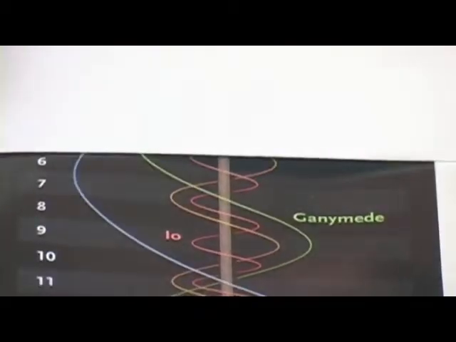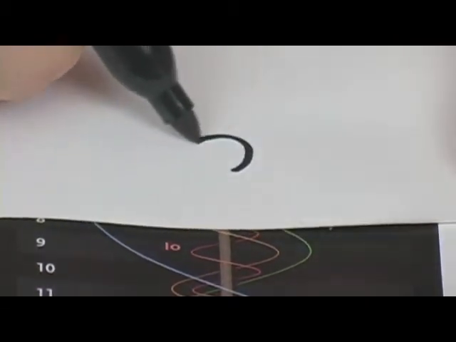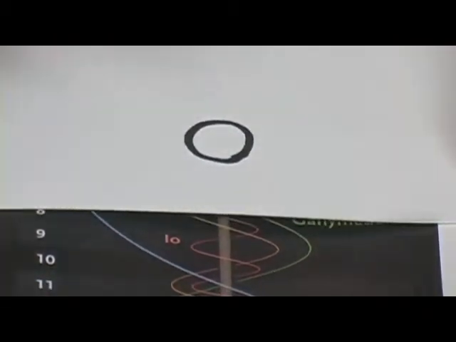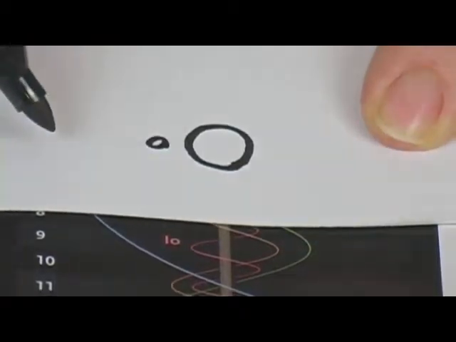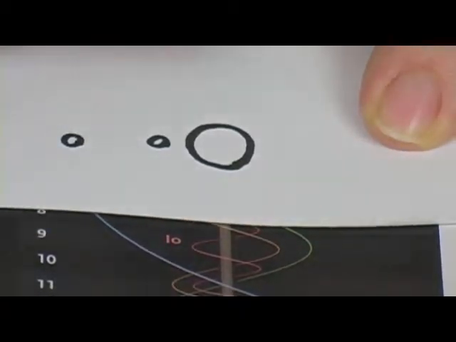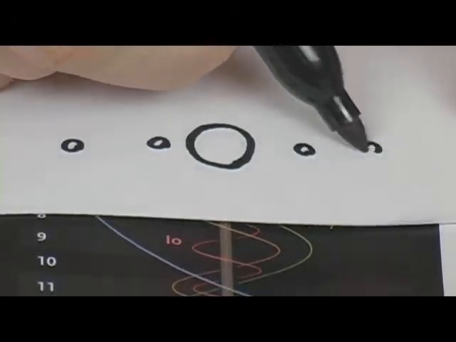So let's say we go out and in our binoculars, we see something that looks like this. We see a big bright light, and then we see a little dot here. We see another little dot here. We see a dot here and a dot here.